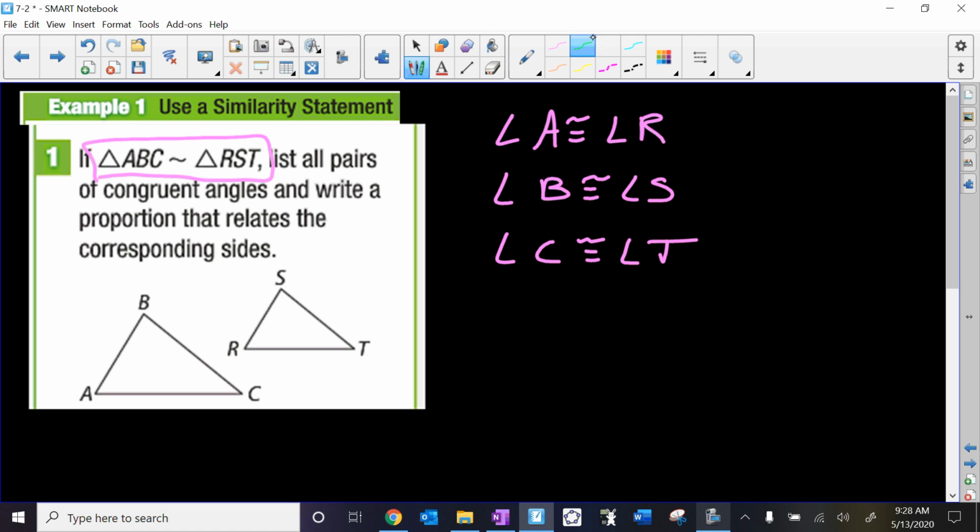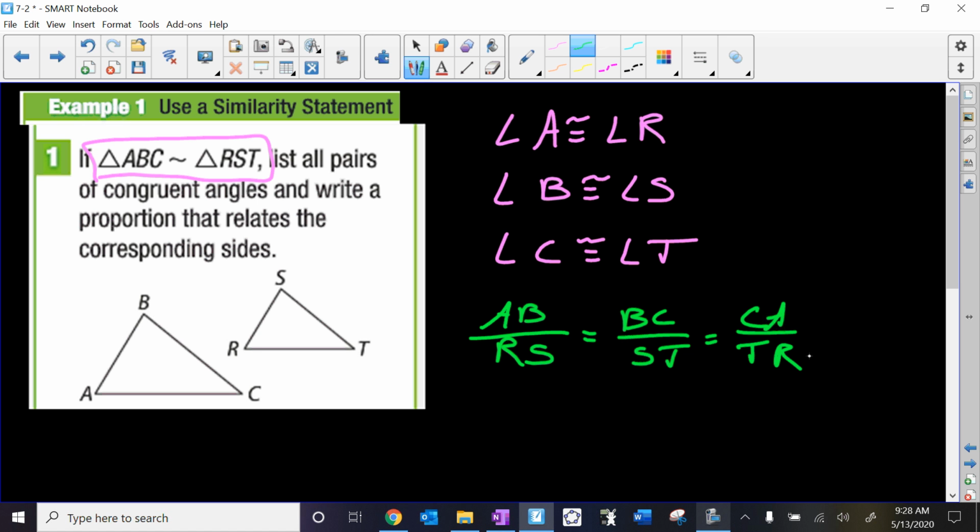Next, we'll do the side lengths. I don't care which triangle you put on top of the other, just as long as you're consistent. AB would go with RS. Notice how AB is in the first two spots, RS is in the first two spots. That should equal BC over ST. And then finally, CA, which would go with TR. If I was to reduce each one of those side lengths, they would reduce to the same thing.